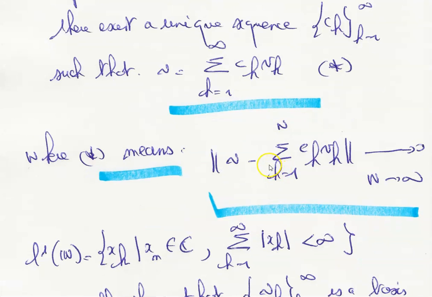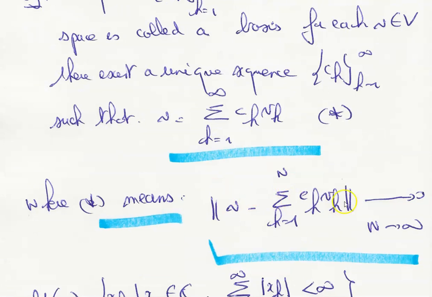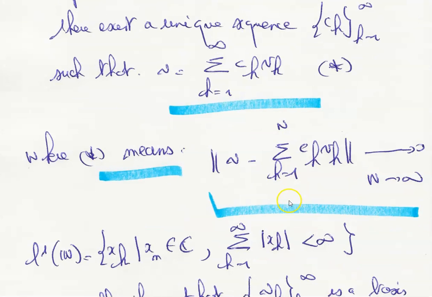Okay. This of course means that the norm of the difference between v and the sum for k from 1 up to n of ck vk goes to 0 as n goes to infinity. Okay, these two definitions are equivalent.